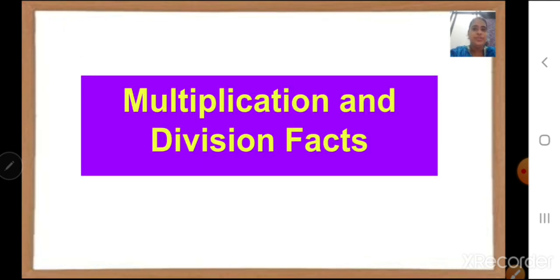Today we are going to learn multiplication and division facts. So, first we are going to revise the terms used in multiplication and division. This we already have done. Okay, we have to first revise that.